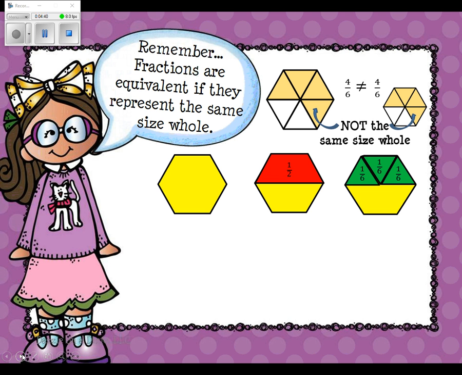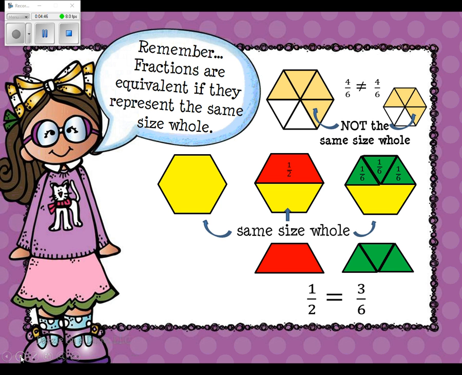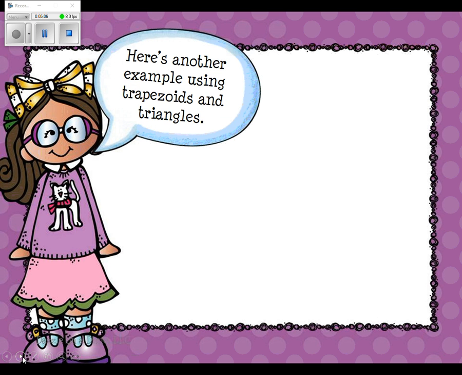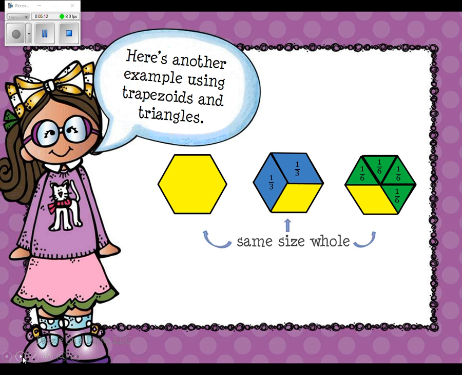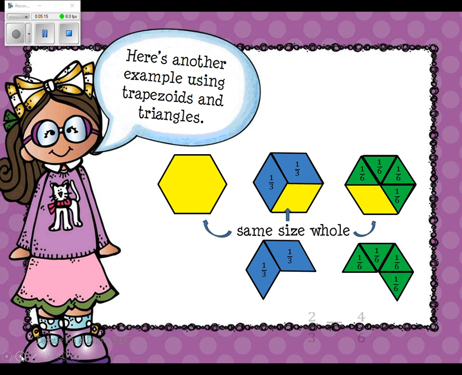All right, now these are the same size whole. So 1/2 and 3/6 in this case are equal because this and this are the same size. I've just carved this into more spaces, all of which are the same size, so 1/2 and 3/6 are equal, or equivalent. Here's another example using trapezoids and triangles. Same size whole, 2/3 and 4/6 are equal because they take up the same amount of space.